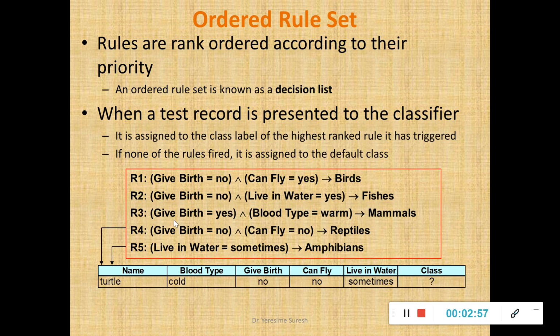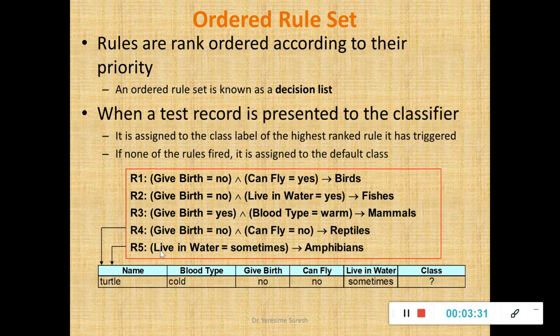We'll go to R3. Gives birth is yes, but gives birth is no for the instance. It is not matching, so the conjunction condition is not matching. So even R3 will not cover the new instance turtle. We'll go for R4. Gives birth is no: yes. Can fly is no: yes. Then it will be classified as reptile. So R4 is triggering the new instance turtle, wherein gives birth is no is matching, and can fly is no is matching. It will be classified as reptile.